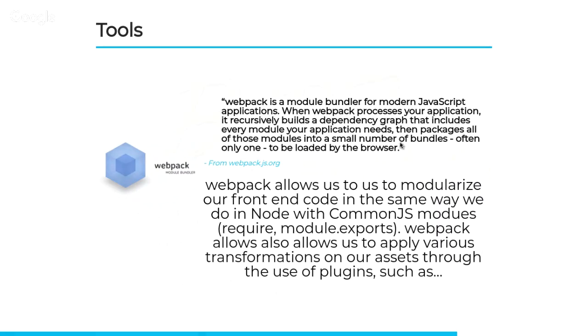Okay, so Webpack allows us to modularize our front-end code in the same way that we do in Node with CommonJS modules. So that's another thing, we can use require. So it actually does a lot of different stuff for us. It allows us to apply transformations. As I say, we can remove line breaks. We can compile Less and Sass. We can do a lot of different types of transformations and compilations that are necessary to get our project working.